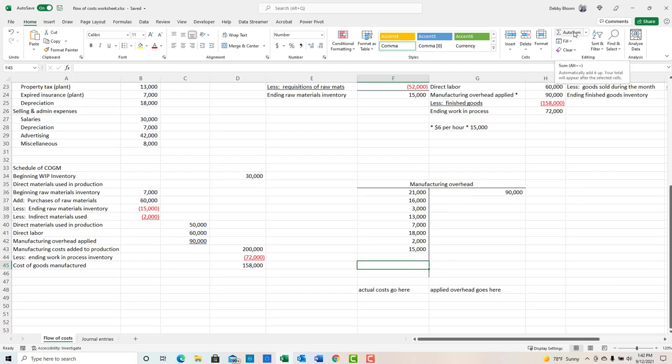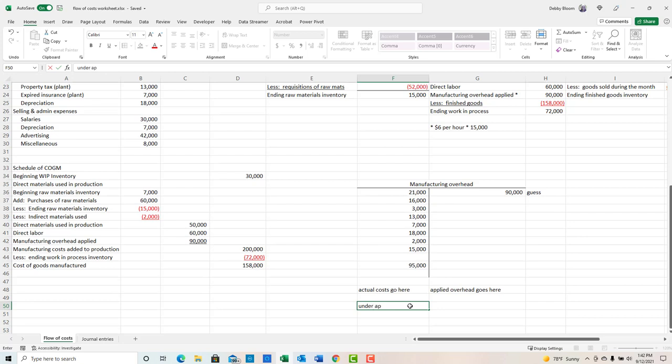So now I'm going to add up all of the actual manufacturing overhead costs, and we see we come up to $95,000 of actual manufacturing overhead, while our applied manufacturing overhead is $90,000. So what happened is our applied amount is the guess, so we guessed incorrectly, and actually we guessed too low. So what this is called is underapplied overhead.